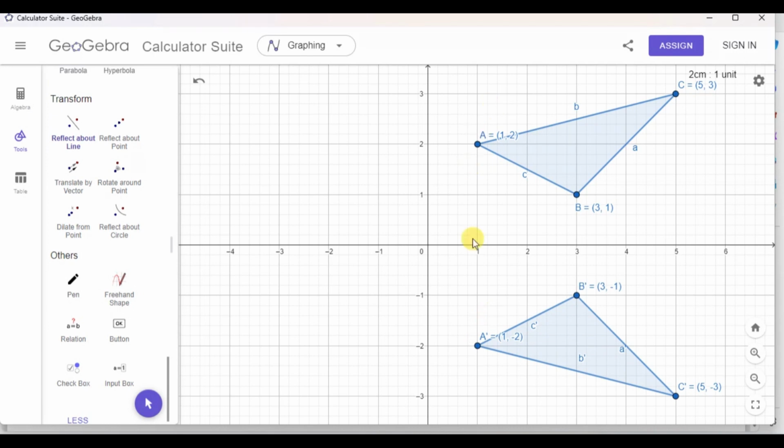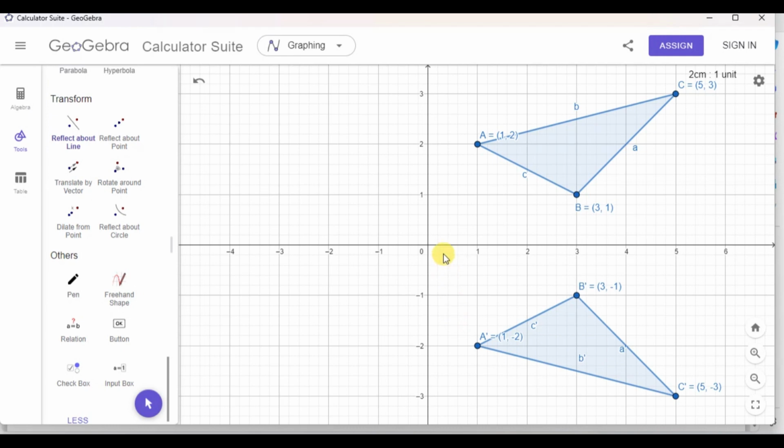So A prime, we have 1, negative 2. B prime, we have 3, -1. So the distance from the B to the object is the same as the distance from there to the image. Likewise, this and that. So this is how reflection works.